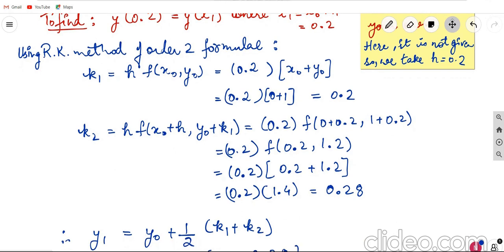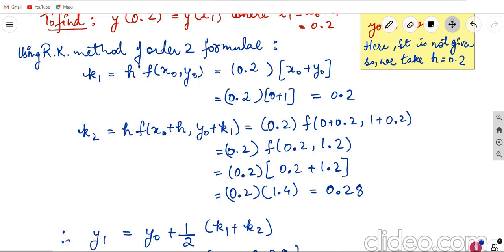So that is equivalent to x naught plus h, meaning 0 plus 0.2. y naught plus k1 means 1 plus 0.2, where k1 is what you have just calculated above. You have to put that value in this. Now, we first have to find out what our new x and y are. So my new x and y come out to be 0.2 and 1.2.